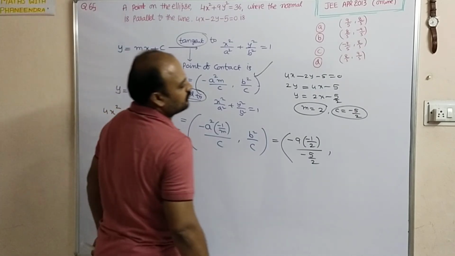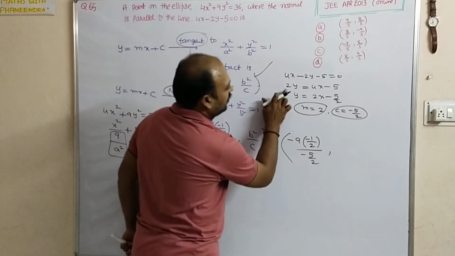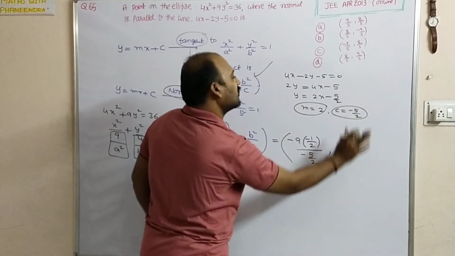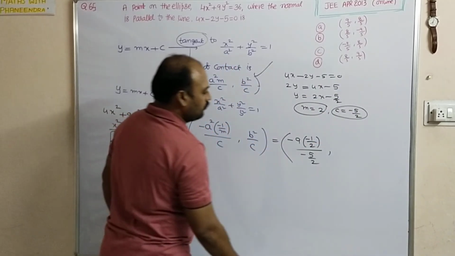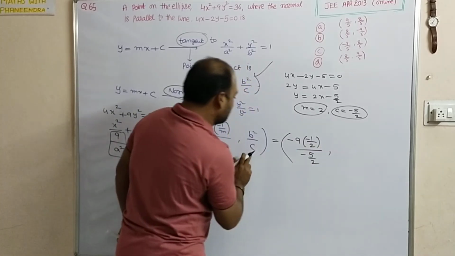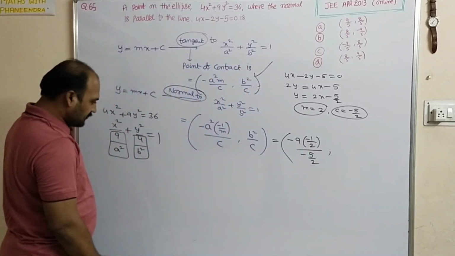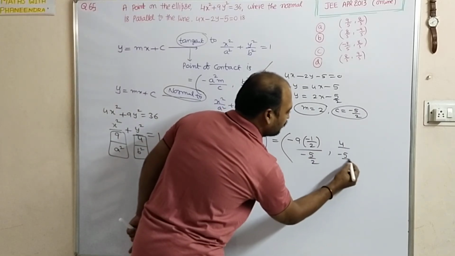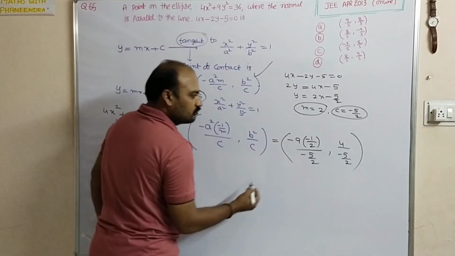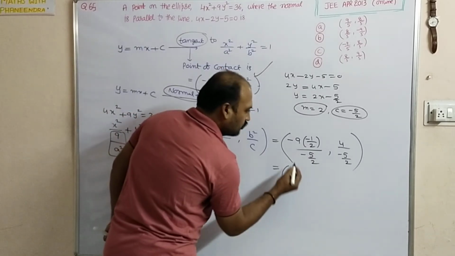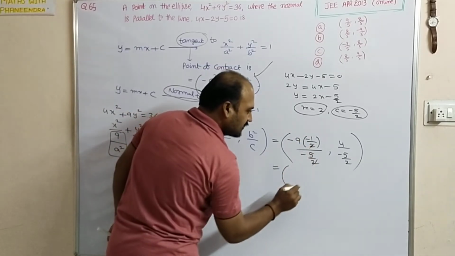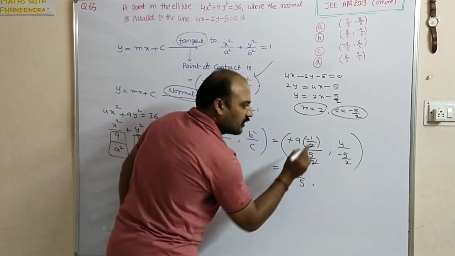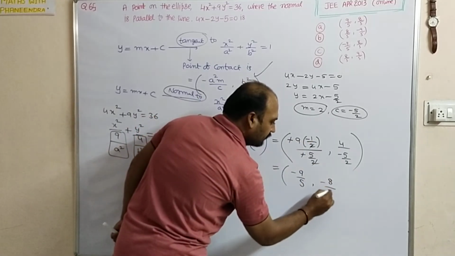So 1 by m. So here dividing by 2. And b square by c. So b square by c means b square value 4 by c, c means minus 5 by 2. So minus into minus plus, the 2 gets cancelled, the minus gets cancelled, and you have minus 9 by 5 and minus 8 by 5.